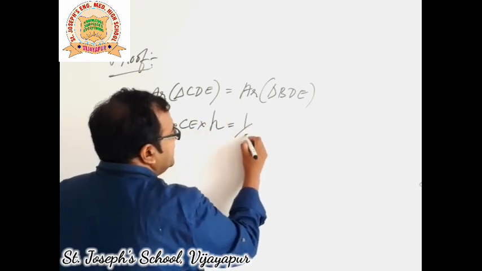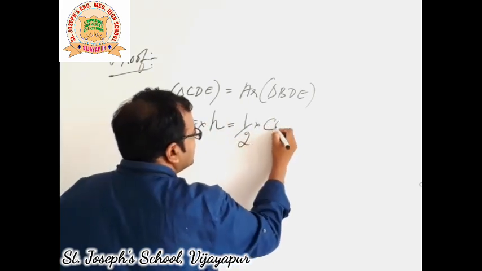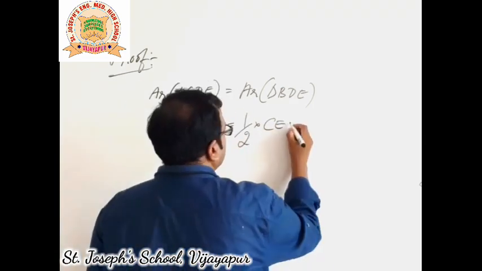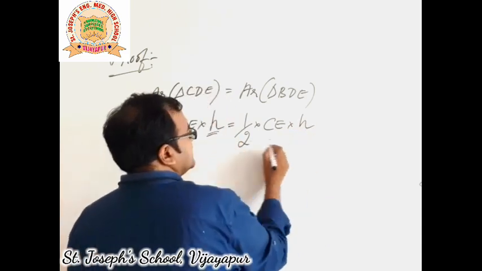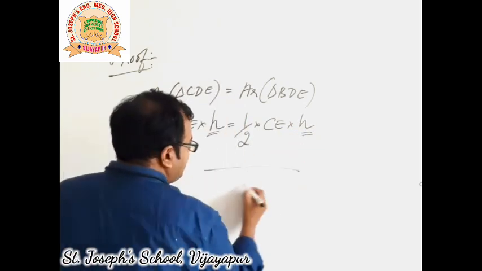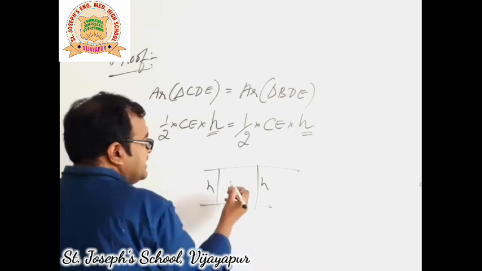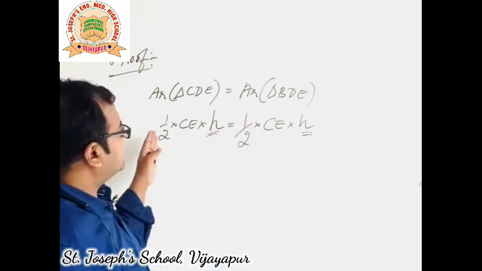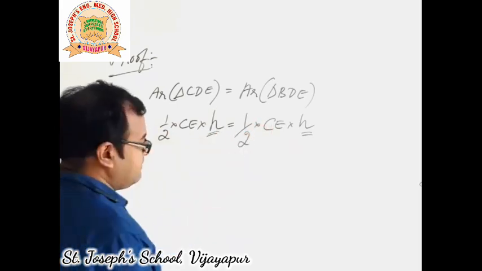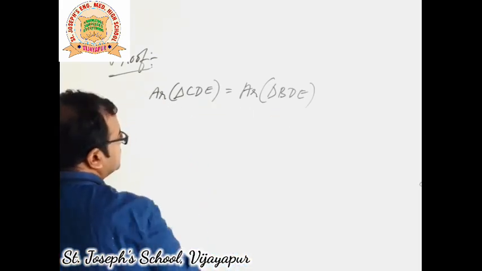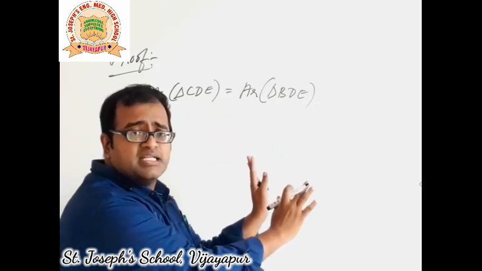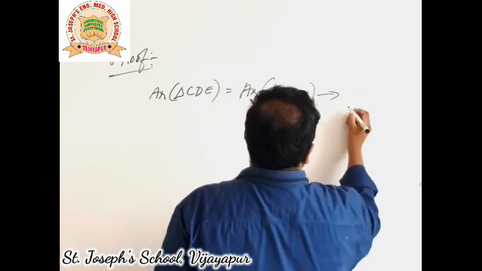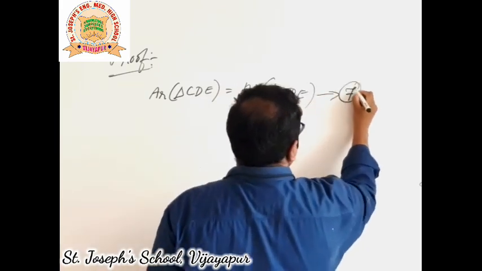Area of BDE, half into the same base, which is CE. What about its height? Same height again. What is that height? Again it will be H. Since I have called this H, this is also H. Why? Parallel lines. Distance must be the same. So now you see that they both are one and the same. You don't have to write this, you just have to note down this much and write in the bracket. Their areas are equal. I'll call this equation 7.